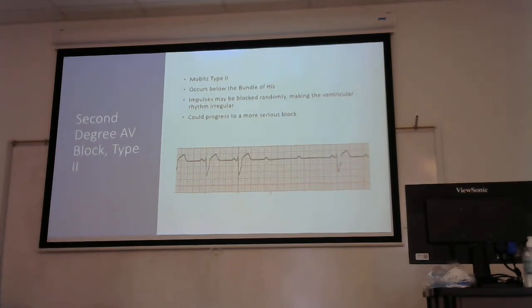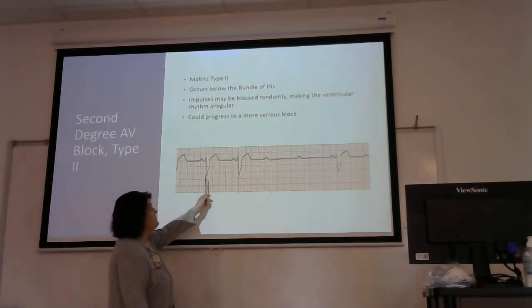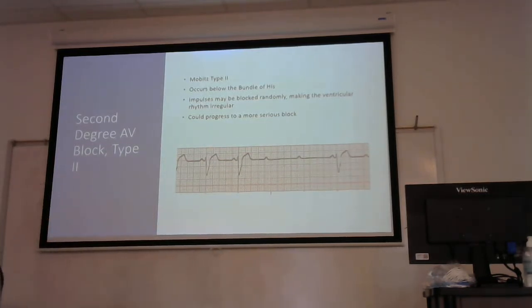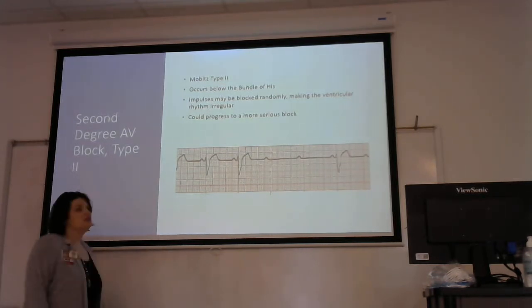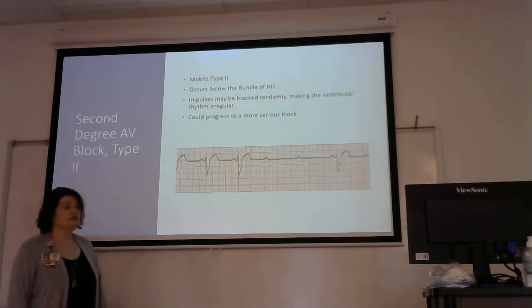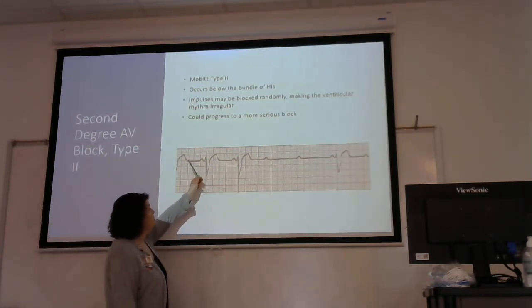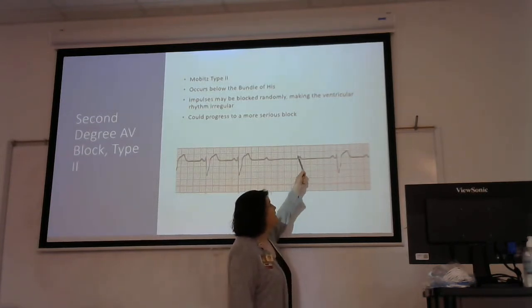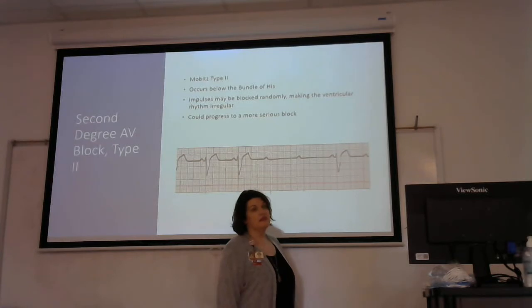30, okay? See that? So overall rate's 30. Is this regular or irregular? It's irregular. Okay. Now what I want you to look at is your P's. Do I have a P before every QRS? Similar in appearance. Okay? There's my QRS, there's my P. There's a P. Uh-oh. What do I have right here? Or what am I missing?